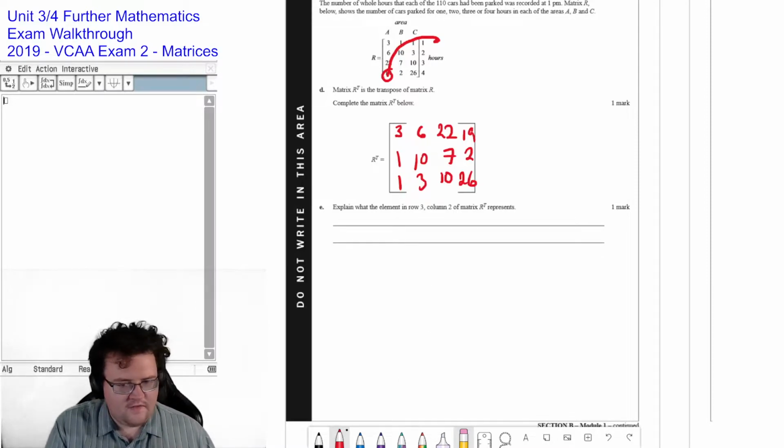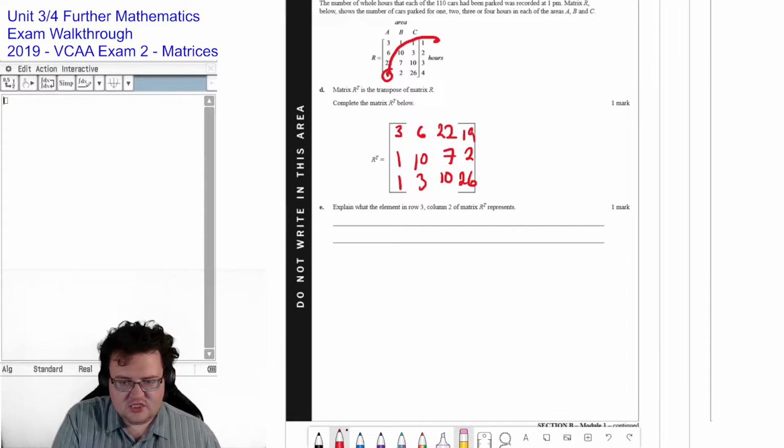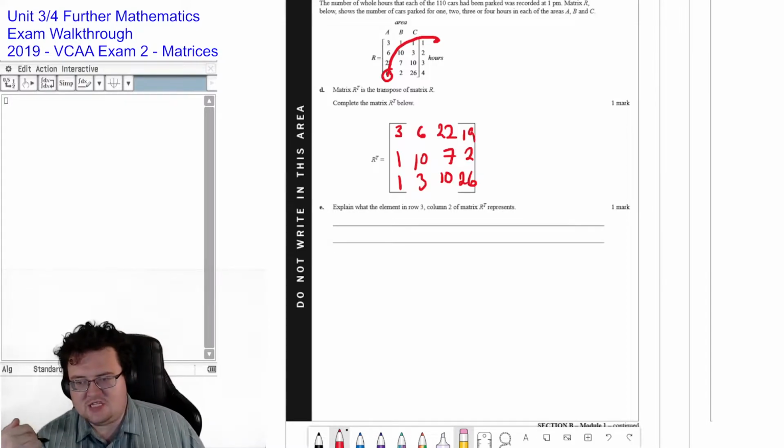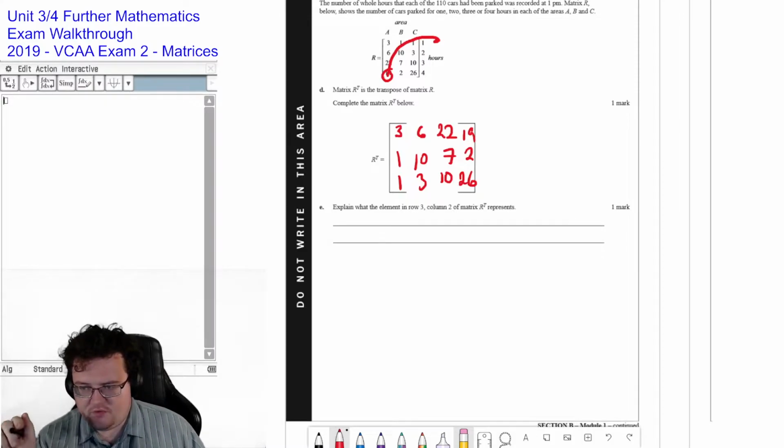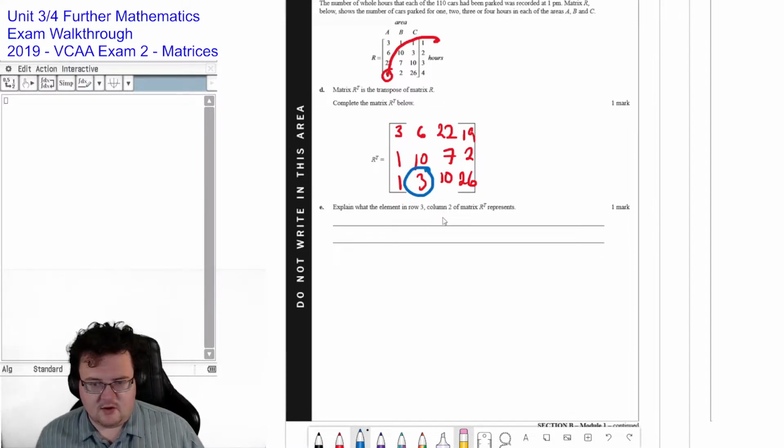Now, this is one that I know that a lot of my students struggle with. Explain what the element in row 3, column 2 of RT represents. So row 3, column 2 is that one there.